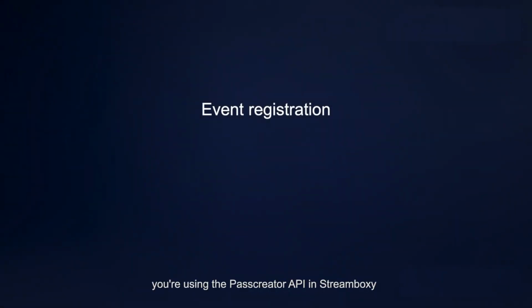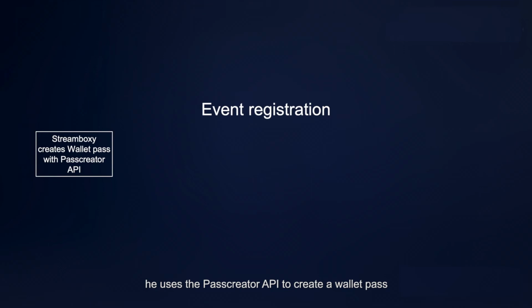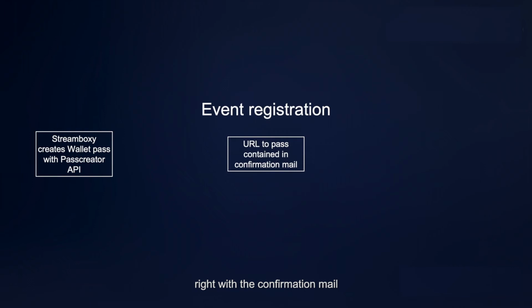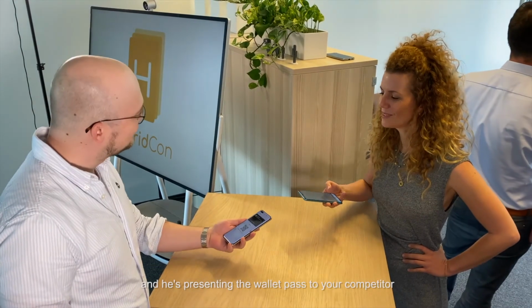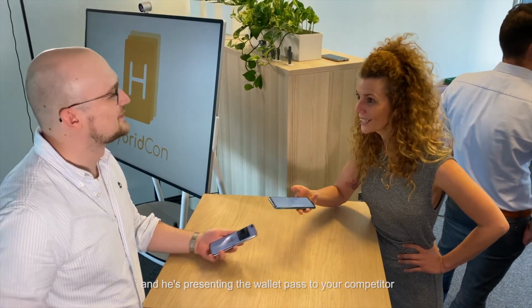Johannes, you're using the Passcreator API in Streamboxy to create the on-site check-in for users. Tell us how that works. Right. When a user signs up for our event, we use the Passcreator API to create a wallet pass, and we send this wallet pass right with the confirmation email to our participant. The participant opens the mail, clicks on the link to the pass, and adds the pass to his wallet. From there, he's ready for the event and is presenting the wallet pass to your companion app.